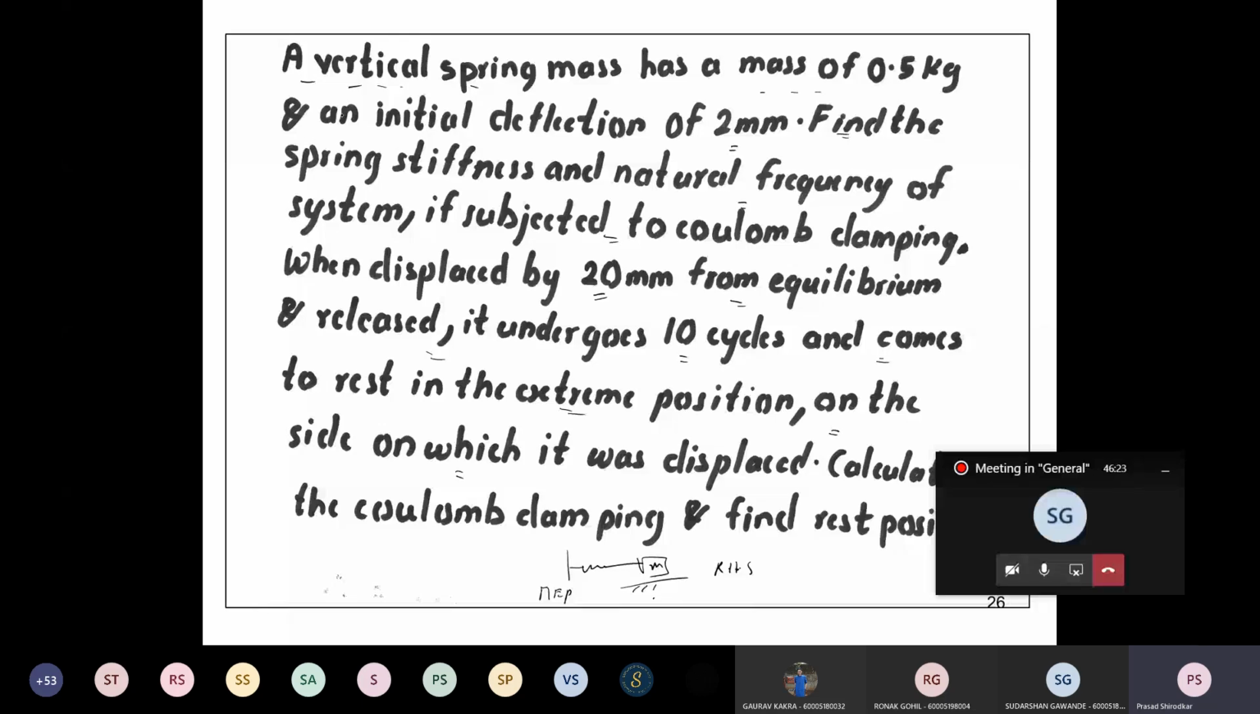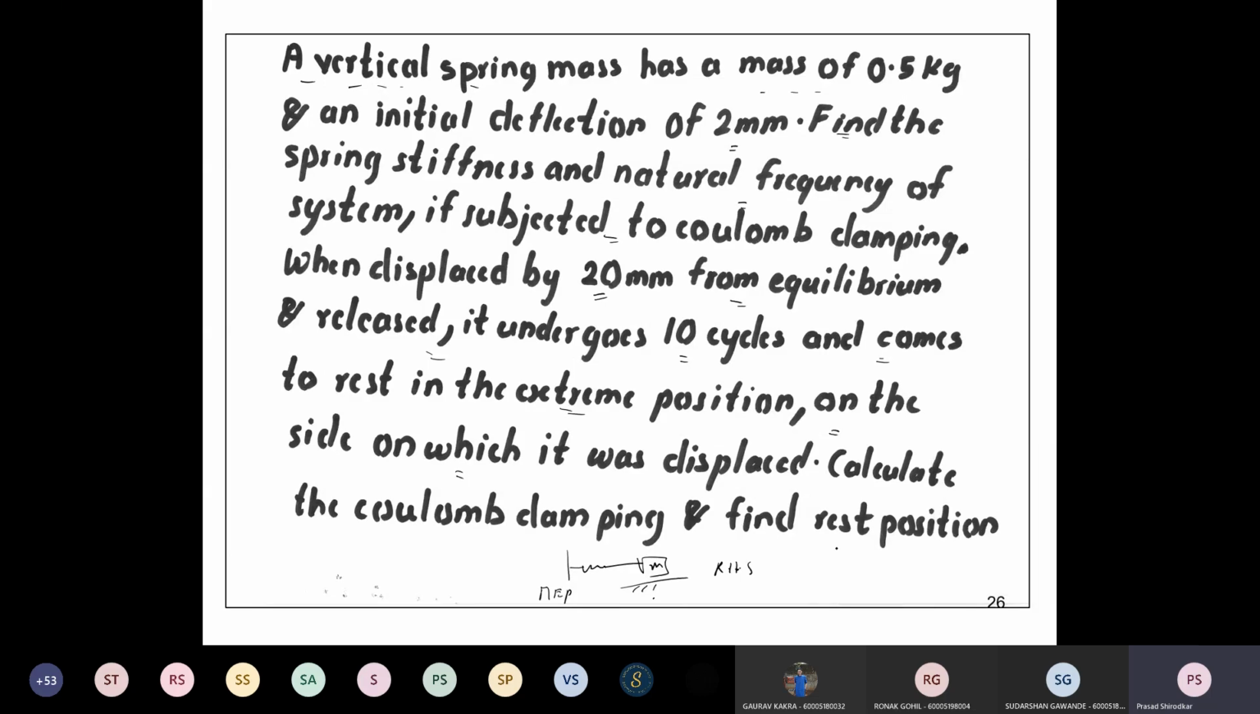All right. So the mass is on the same side of the equilibrium position. You have to calculate the Coulomb damping and find the rest position. That is the question. All right, we'll solve this question.